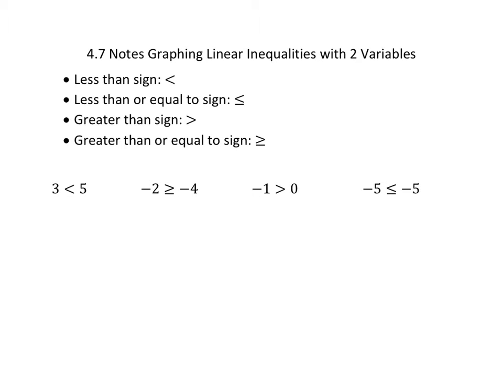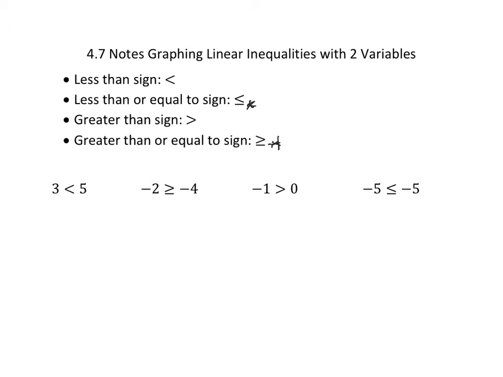In section 4.7, we're going to discuss how you graph what we call linear inequalities. And by linear inequality, I'm referring to the less than, less than or equal to, greater than, and greater than or equal to signs. So these are probably mathematical signs that you're familiar with. And what we want to remember is that the less than sign points to the left and the greater than sign points to the right. And if we put this little line underneath it, like you see here and here, that means it also includes equal to.